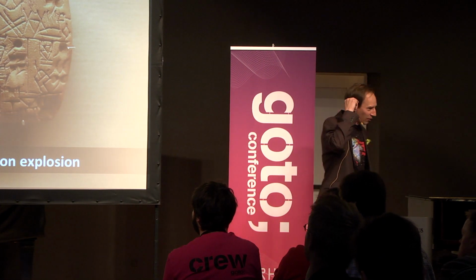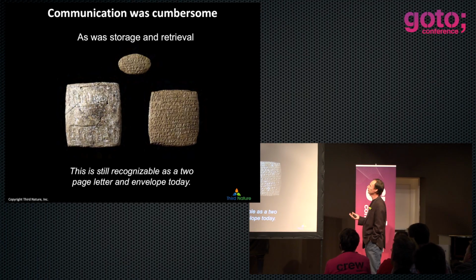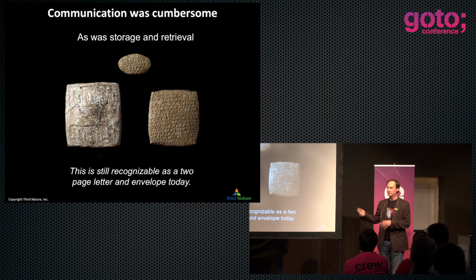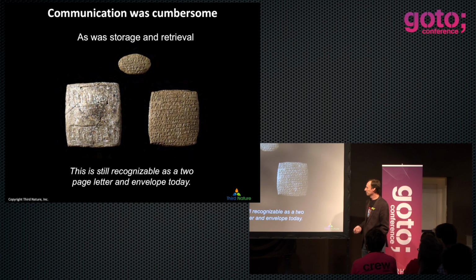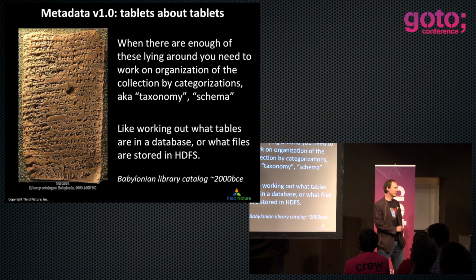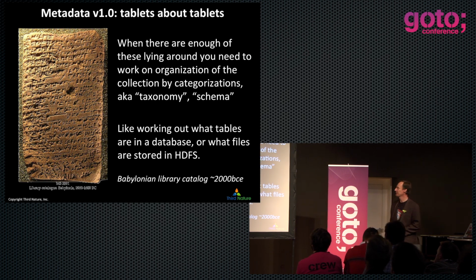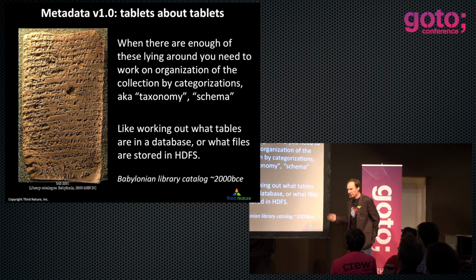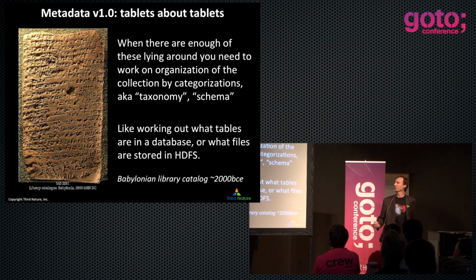Now, what happens when you start to get a lot of these things? Well, first of all, you have storage and retrieval and communication, because this stuff's heavy. This is actually a letter that people would mail. And the letter comes in an envelope, and sometimes it doesn't all fit on one page, so you have a little second page. And it's still recognizable today in its basic structures. But when you get a lot of them, you need something. You need metadata. Metadata, when you have lots and lots of those tablets, is about the tablets. So you're now creating tablets about tablets, and you're categorizing them.